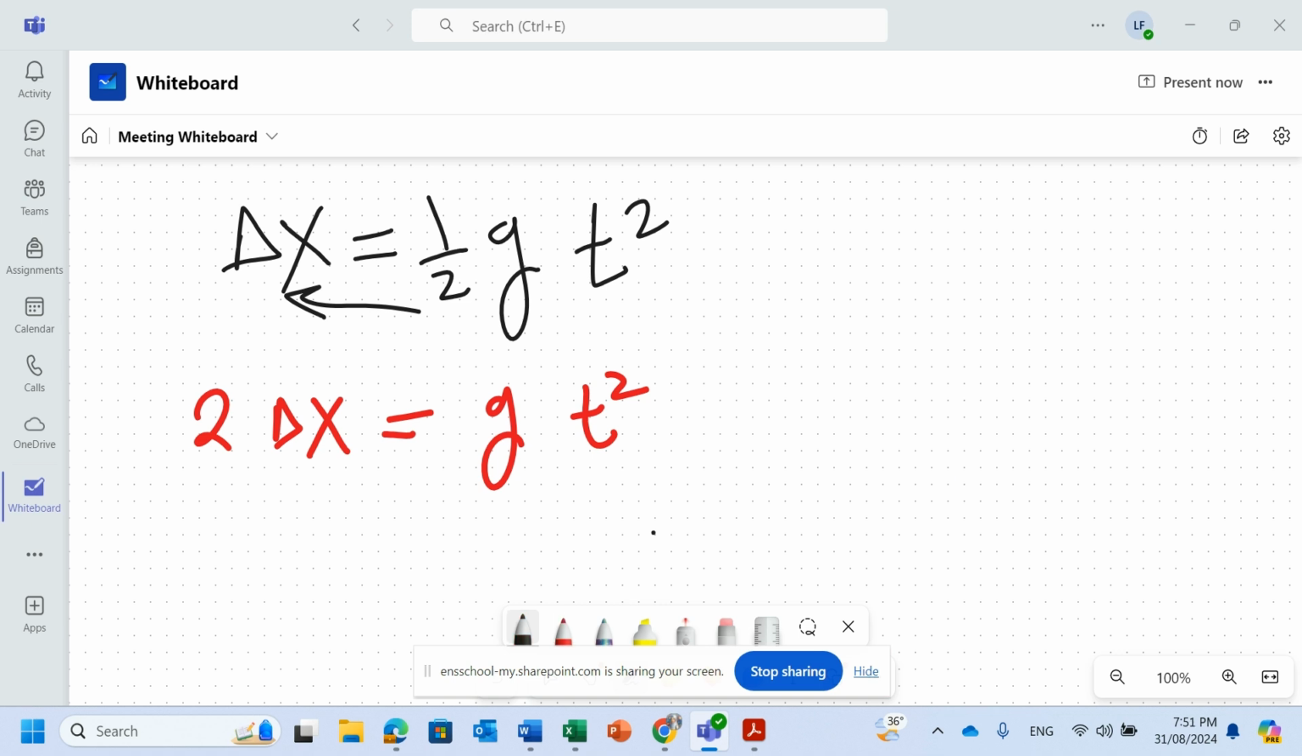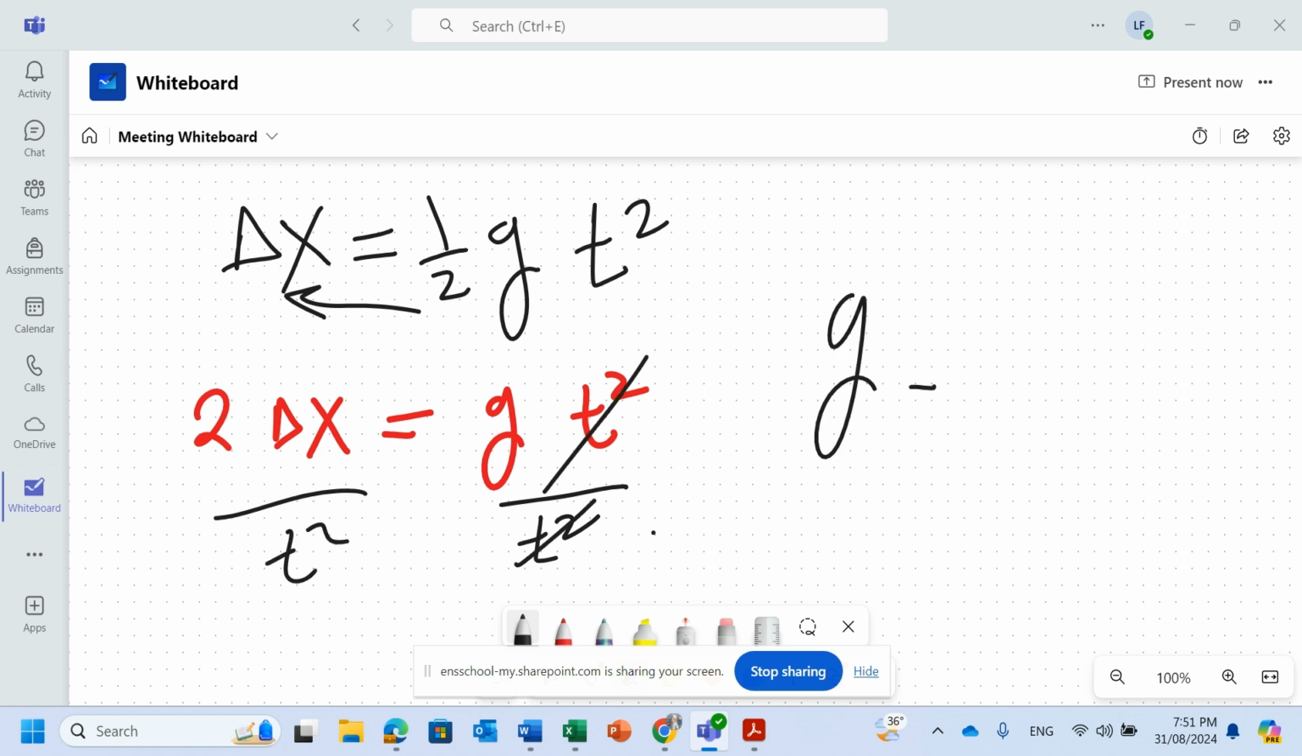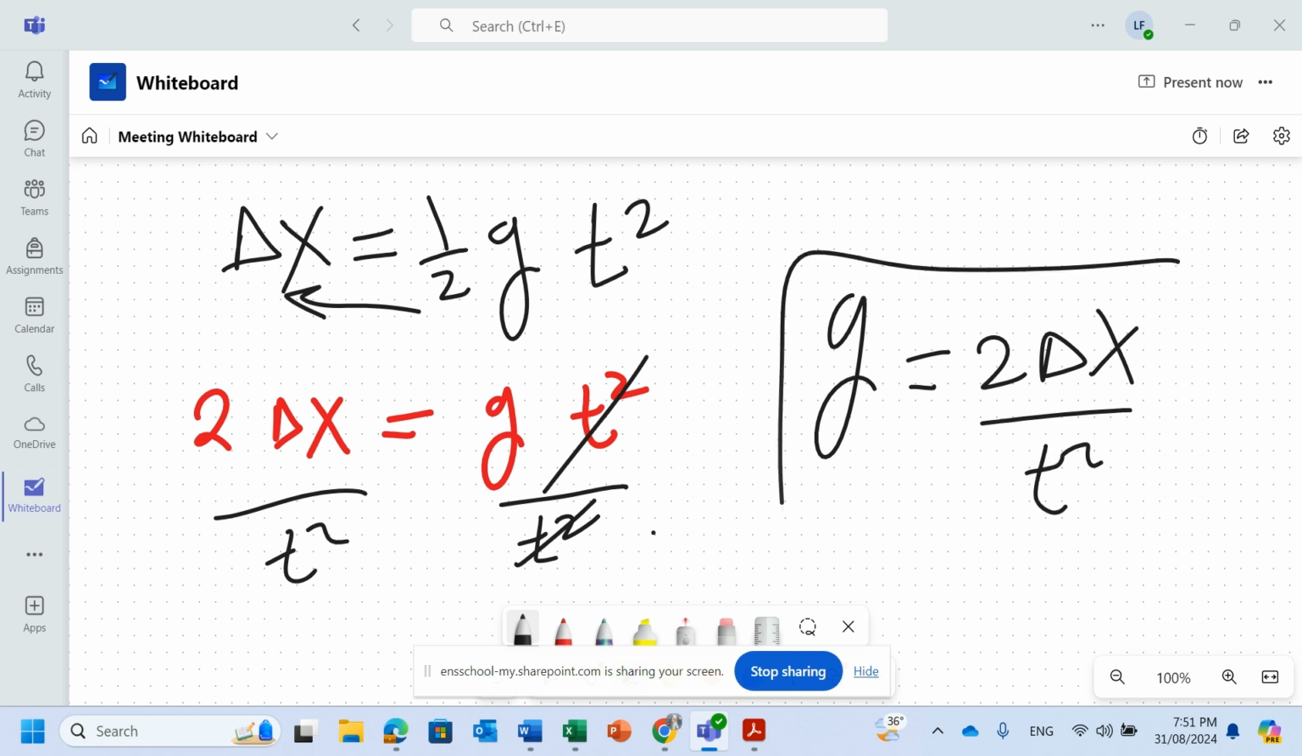Divide both sides by t square, and g will be 2 delta x divided by t squared. So this is the equation. You have to multiply 2 times the height and then divide it by t squared.